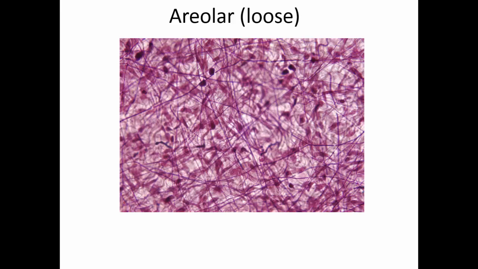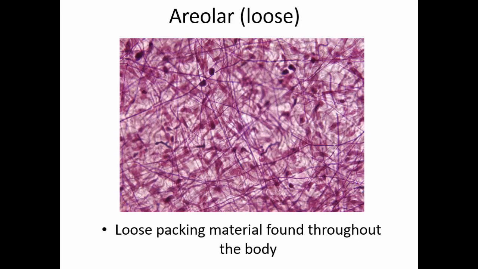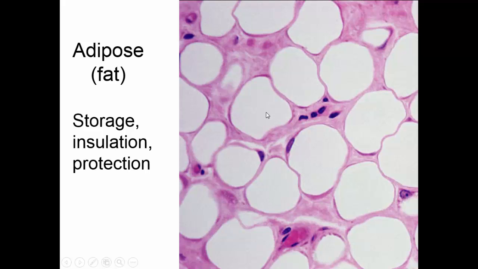This areolar or loose tissue is sort of a light packing material that's found throughout the body. These fine fibers are the reticular fibers. We have a lot of open space. The ground substance here is pretty fluid, and we have fibroblasts that maintain these fibers. Adipose tissue, or fat tissue, has big fat globules stored in the cells. And adipose tissue is used to store energy, store this fat. It provides insulation and protection.